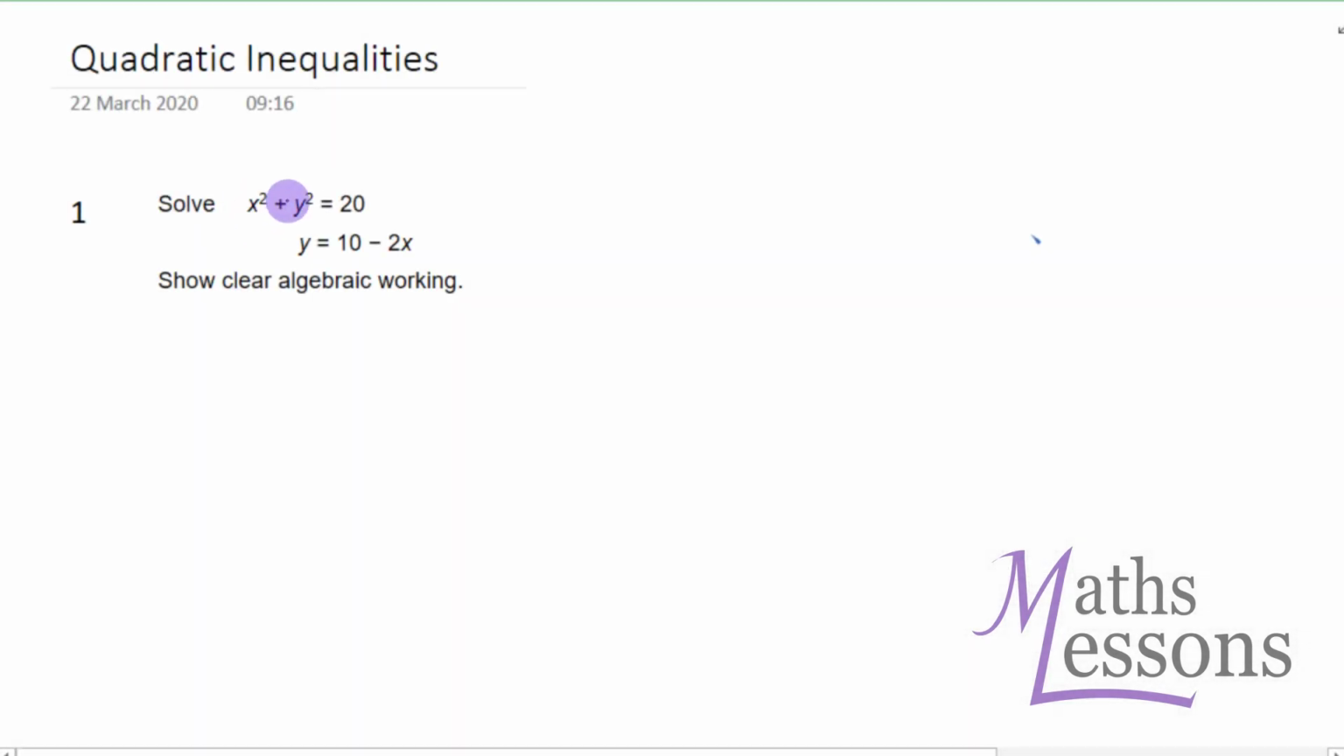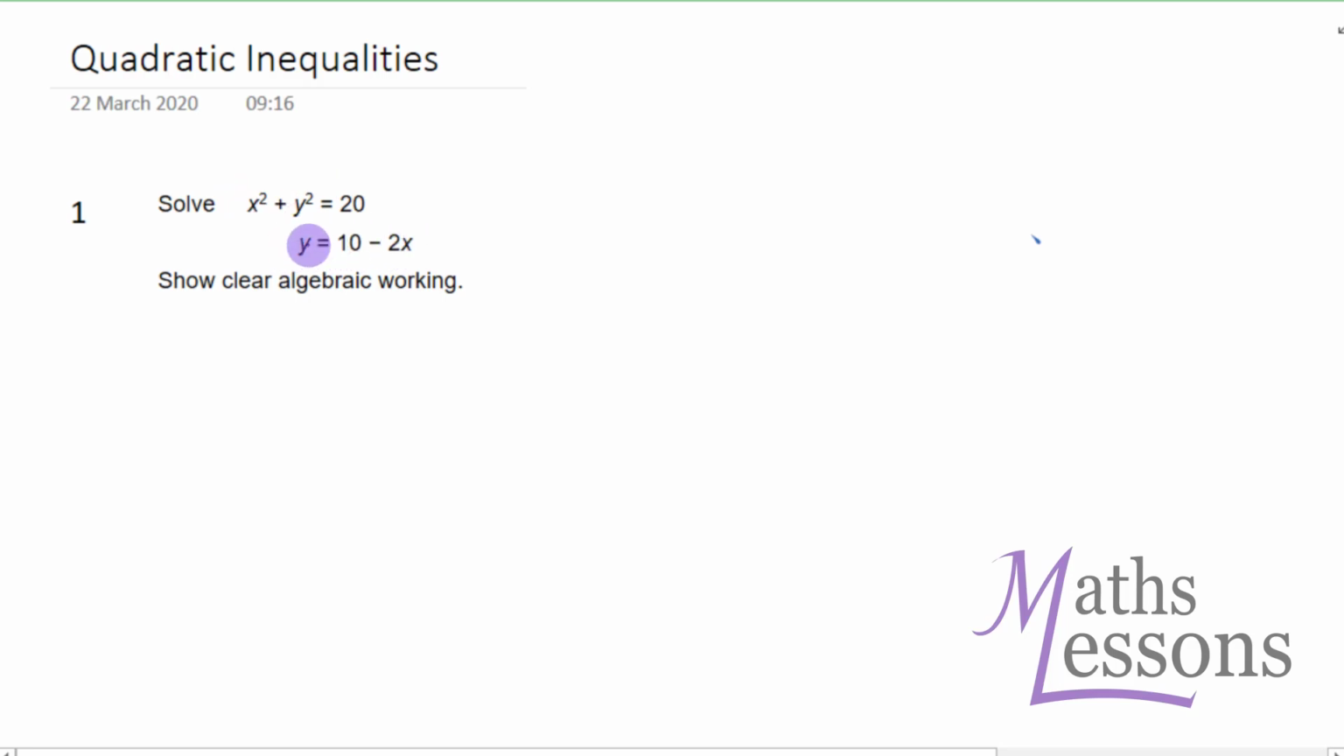So here we go, we've got x squared plus y squared equals 20 and y equals 10 minus 2x. Whenever you're doing a quadratic inequality, you want to try and make sure you work out which is the linear expression here and which is the quadratic expression here. And in this case, it's obvious which is the linear expression.